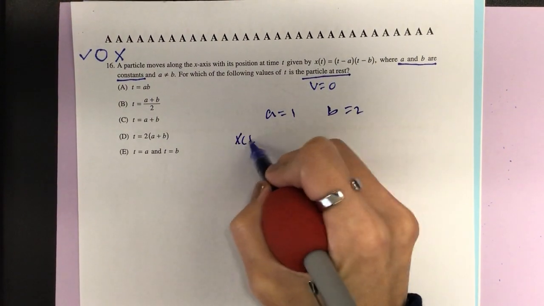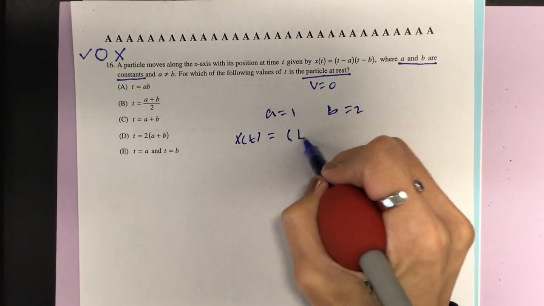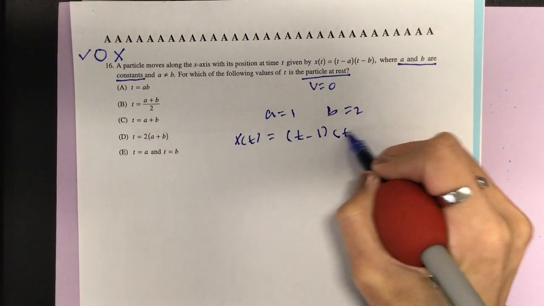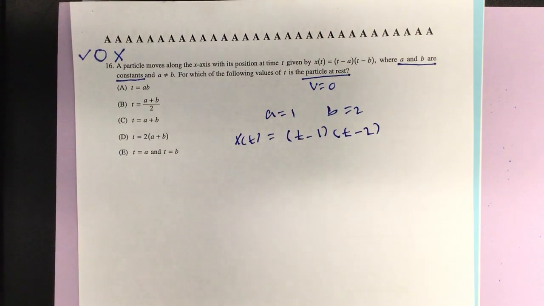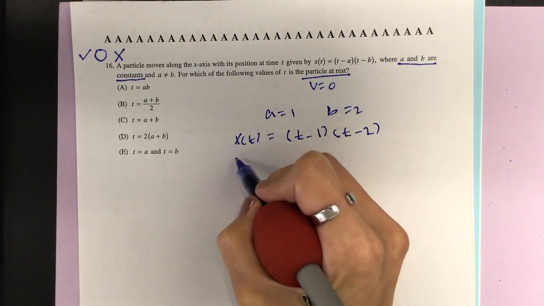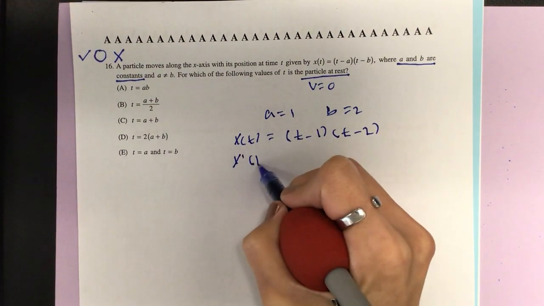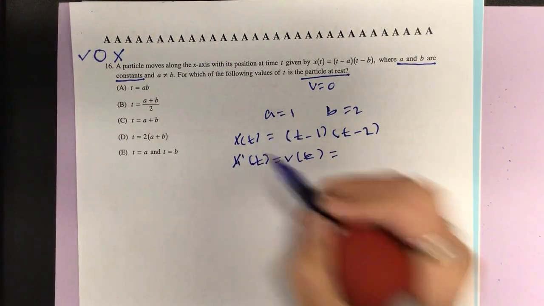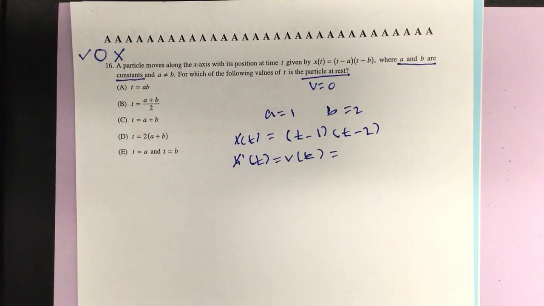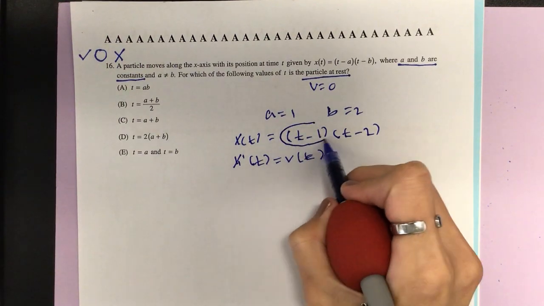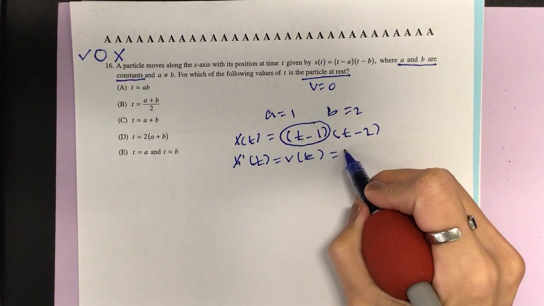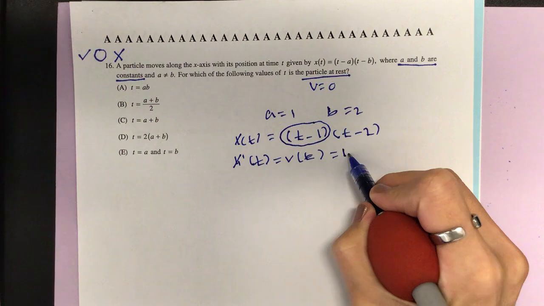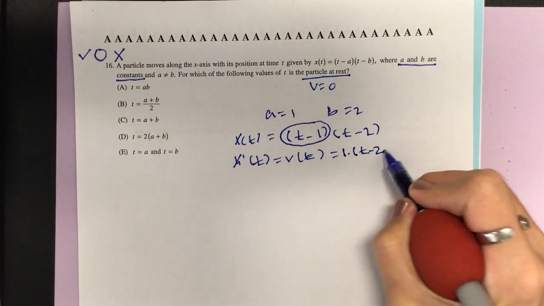We have x(t) equal to (t − 1)(t − 2). And we have to find the velocity. The velocity is the derivative of this, which is v(t). Are we using what rule on this one? Something times something. Product rule. So when I differentiate the one and only variable, what is it? Isn't that 1? And we keep the second one, t − 2.